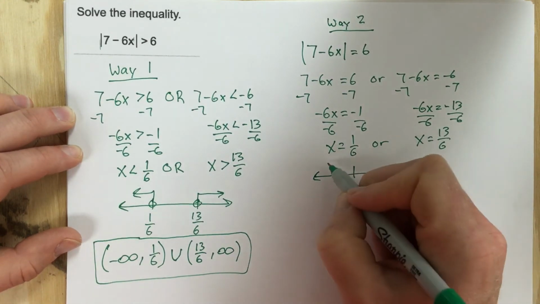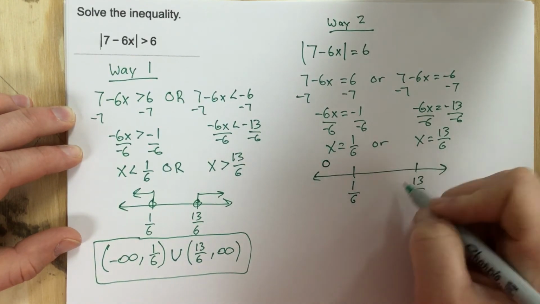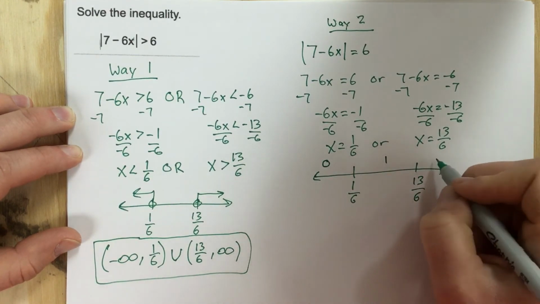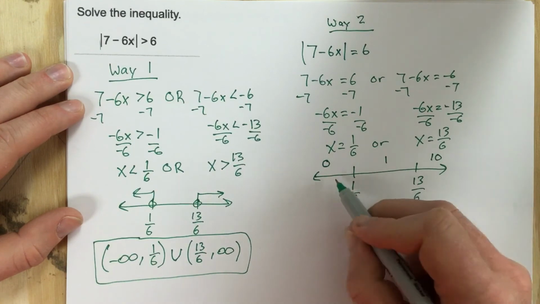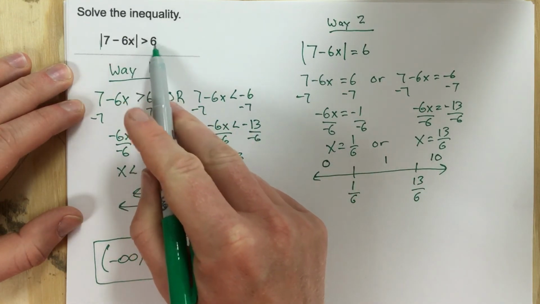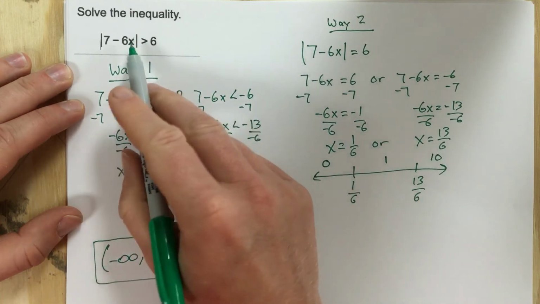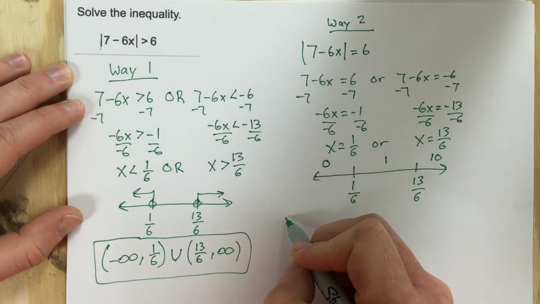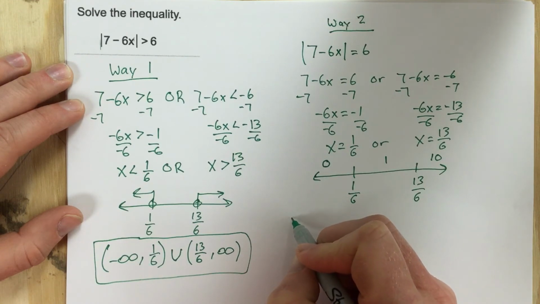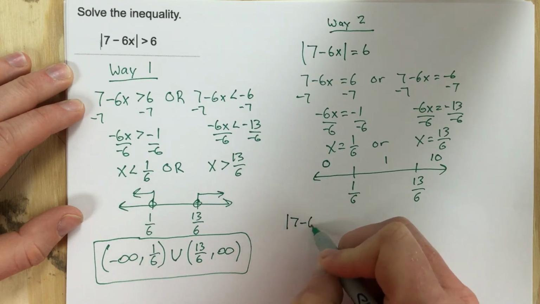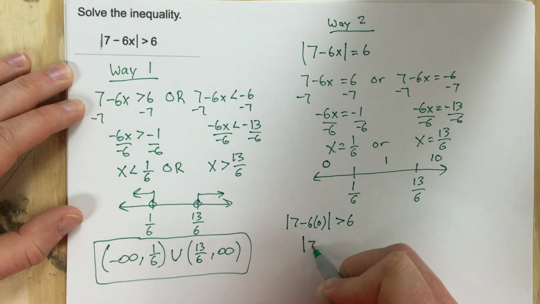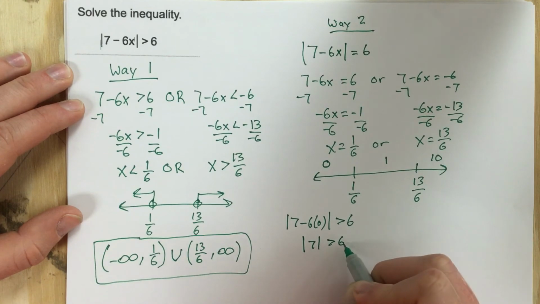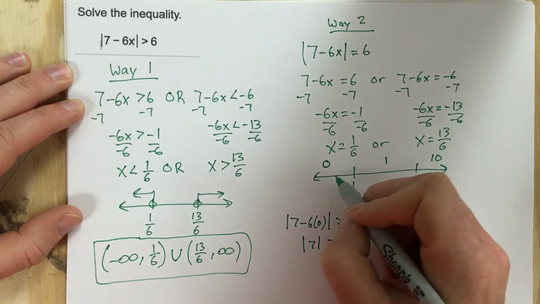And then we're going to test some points. So I'm going to test 0. I'm going to test 1, because 1's between 1/6 and 13 over 6. And let's just test 10 out here. So I'm going to test some points to see which points will give me a value that is greater than 6 here. So when I put 0 here, essentially what I'm doing is I'm saying absolute value of 7 minus 6 times 0, is this greater than 6? We'll end up with the absolute value of 7 greater than 6. Absolute value of 7 is 7. That's greater than 6. I meant to say greater than 6 earlier. So this area works.